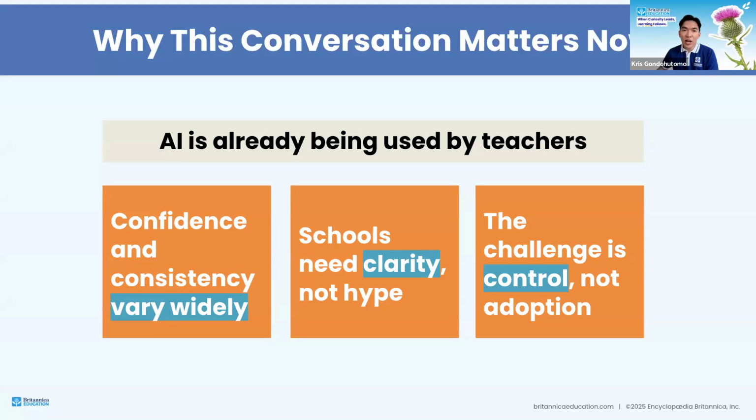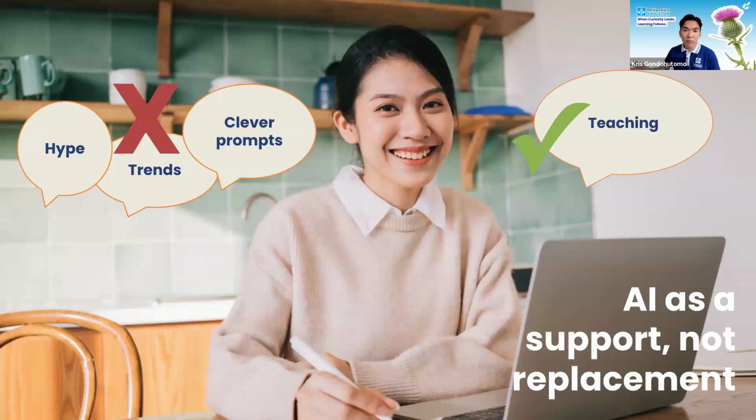Schools need clarity, not hype, and I think we all agree on this. The challenge is control, not adoption. The challenge is how you as educators can still have control, and not just a matter of adopting AI. So this session is not about hype, trends, or clever prompts of AI. It's about teaching. More specifically, it's about how teachers can use AI as a support, not a replacement, and still feel confident about what happens in the classroom.